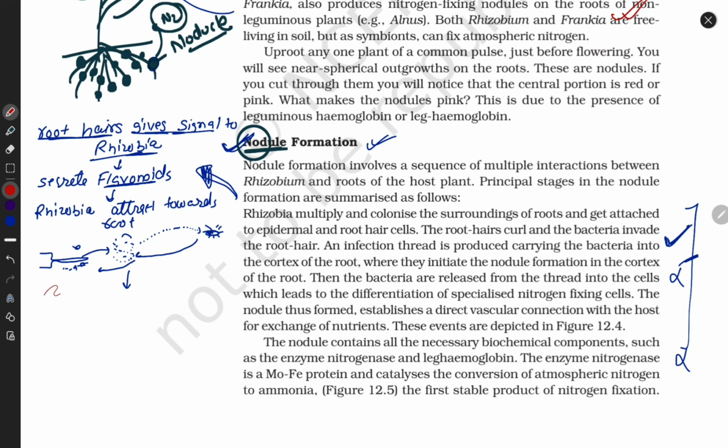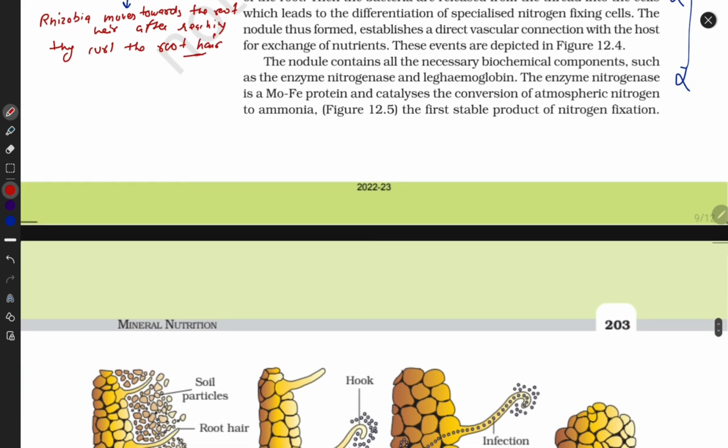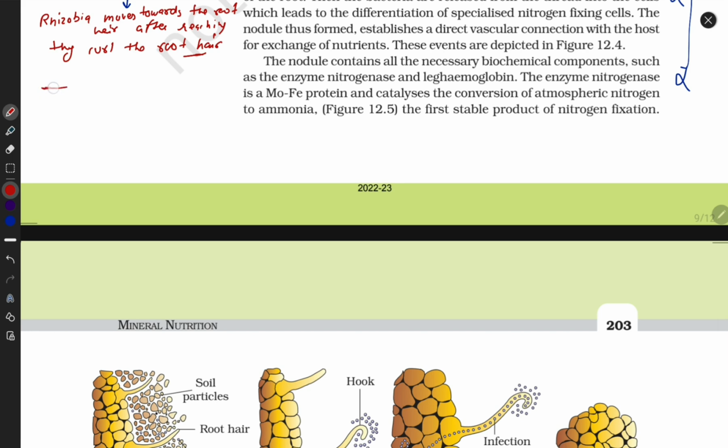After reaching, I'm writing here, rhizobia move towards the root hair. After reaching, they curl the root hair. Now the root hair becomes curly in nature. Like this is the root hair, and now this becomes curled. Look, guys, this is the curl. They form a hook-like structure. They curl. Now what happens next?